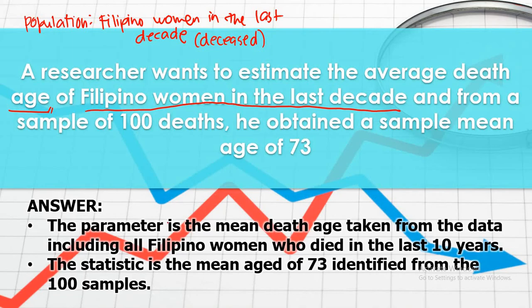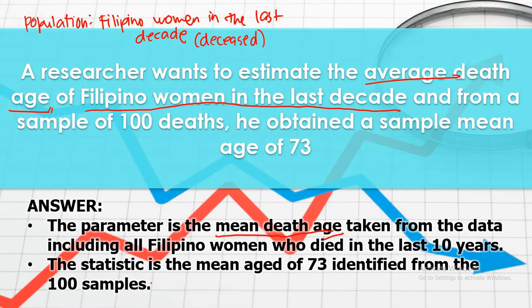So the parameter is the mean death age taken from the data including all Filipino women who died in the last 10 years, or who died in the last decade. So the parameter is described as the death age, but more specifically, we're talking about the average here. Note that average is the same as mean, so we can state the parameter as the mean death age. And what is our population? All Filipino women who died in the last 10 years.